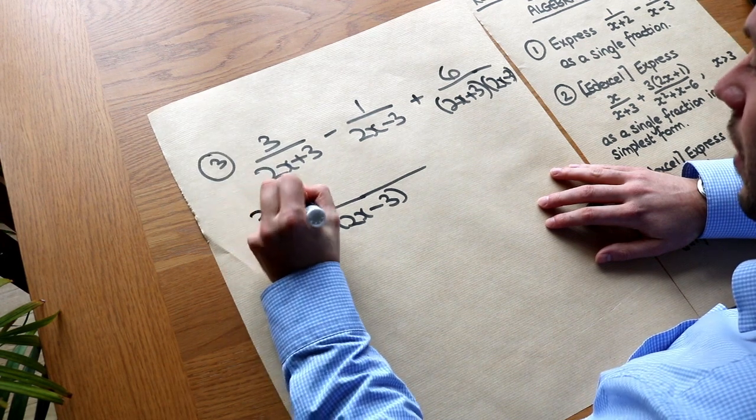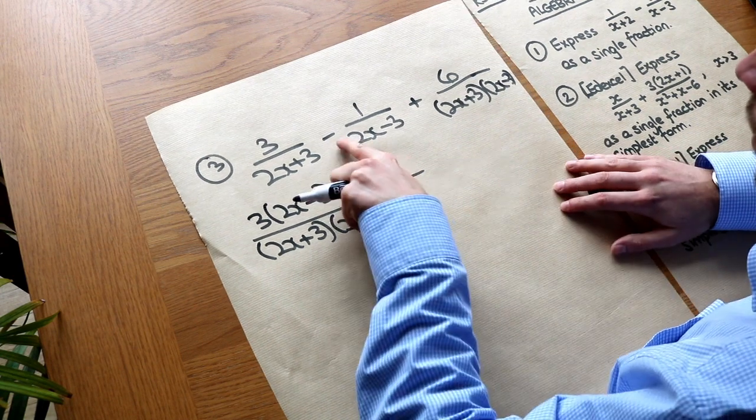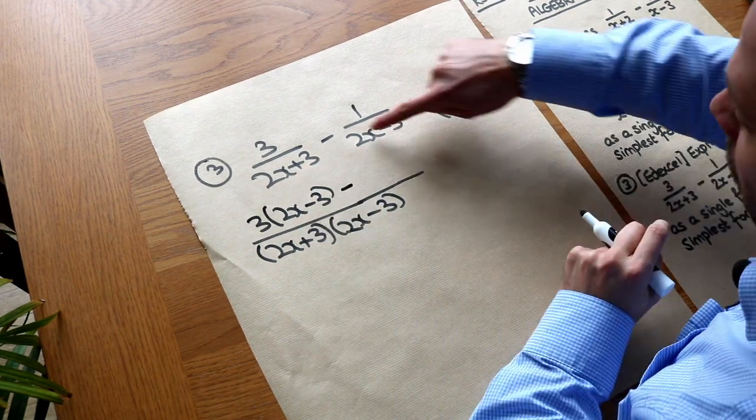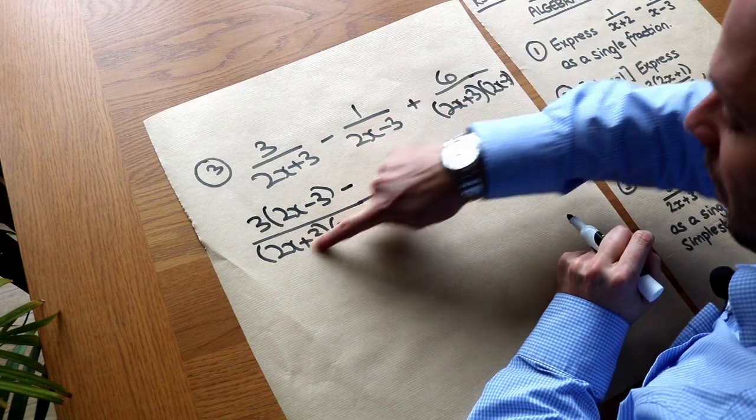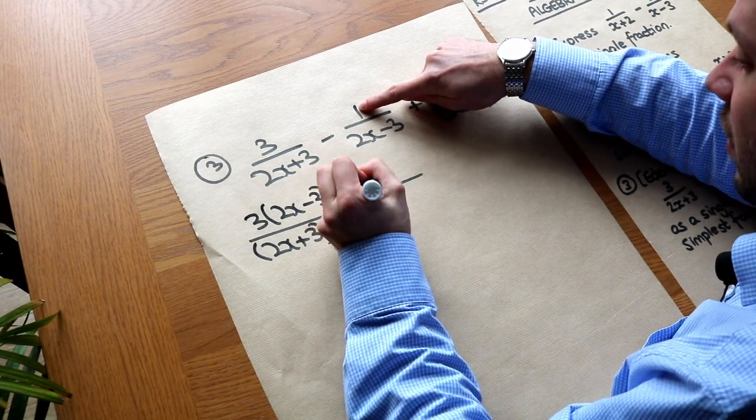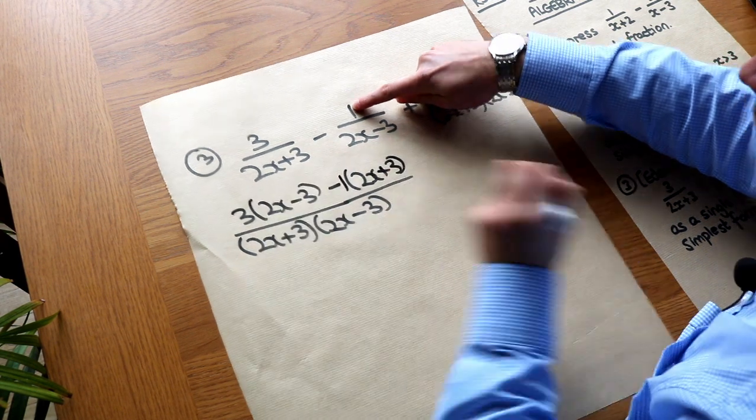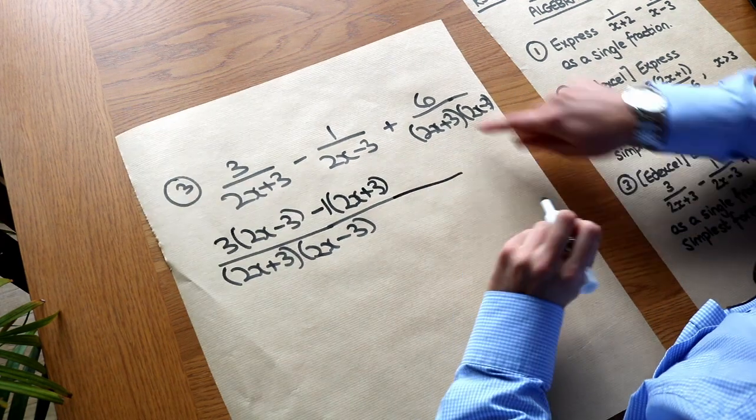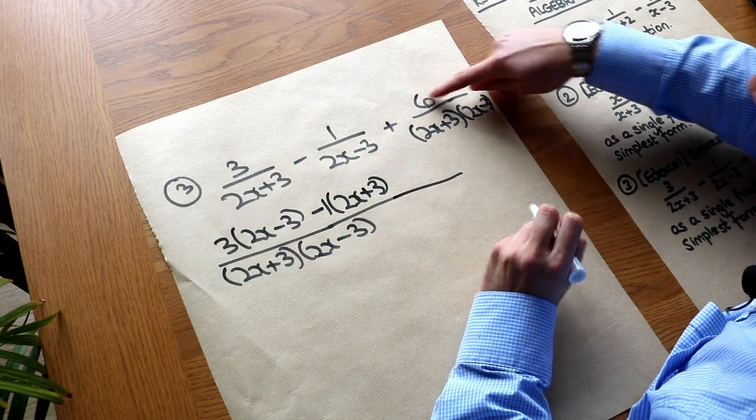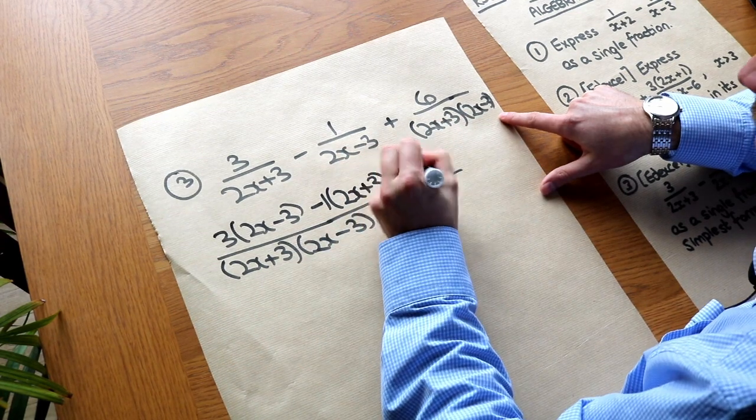by 2x minus 3. Now I could do these as separate fractions, but I'm just going to combine them in one. Minus, now that has been multiplied by 2x plus 3, so I have to times this by 2x plus 3 as well. So it's just minus brackets 2x plus 3. I'll put the 1 on the front. And then finally, this 6 doesn't need to be multiplied by anything because we've already got that same denominator. So that's just plus 6.